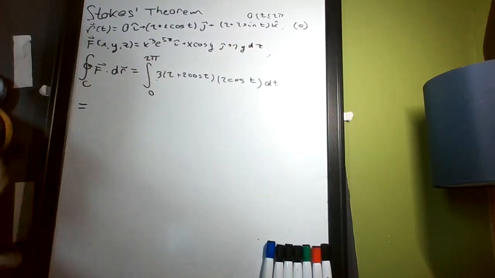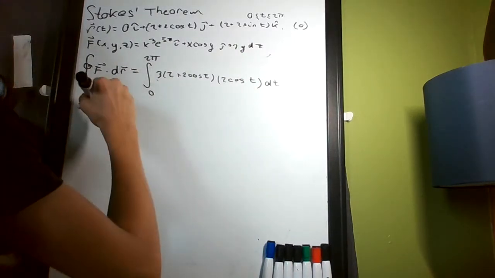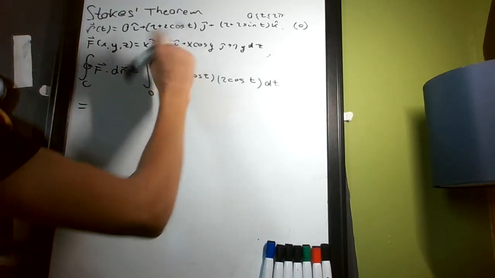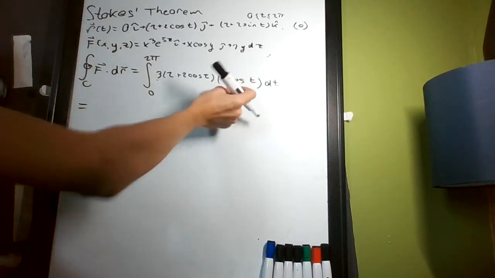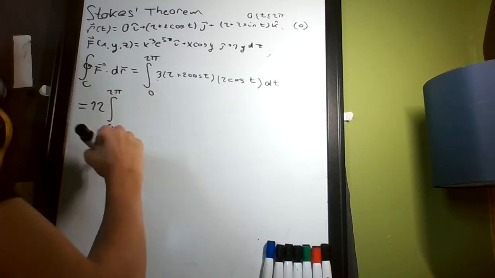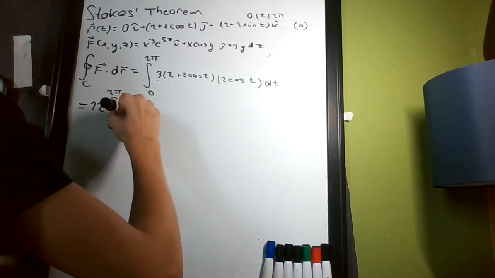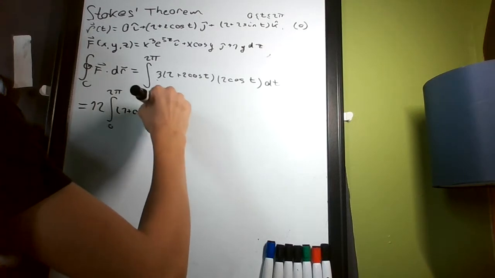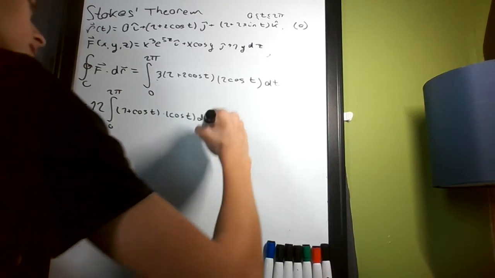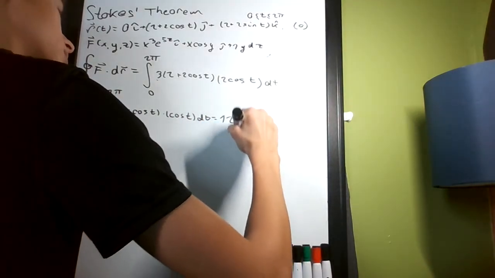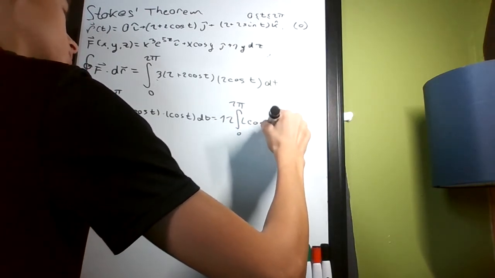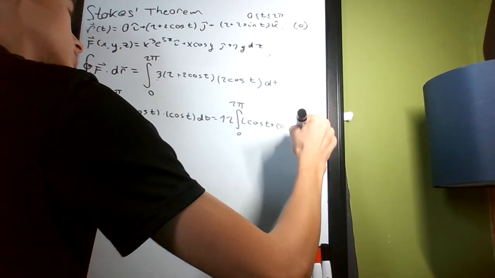Okay, so now what do I get? Well, first let's factor out 3. Right there, let's factor out a 2, so 6. There's a 2 right there, so 12. So 12 times the integral from 0 to 2 pi of 1 plus cosine t times cosine t dt equals 12 times the integral from 0 to 2 pi of cosine t plus cosine squared t dt.